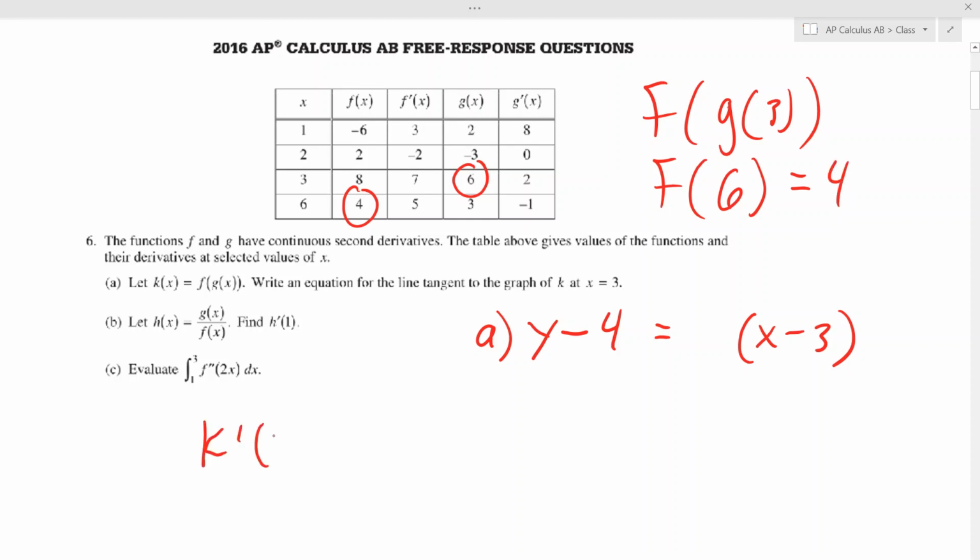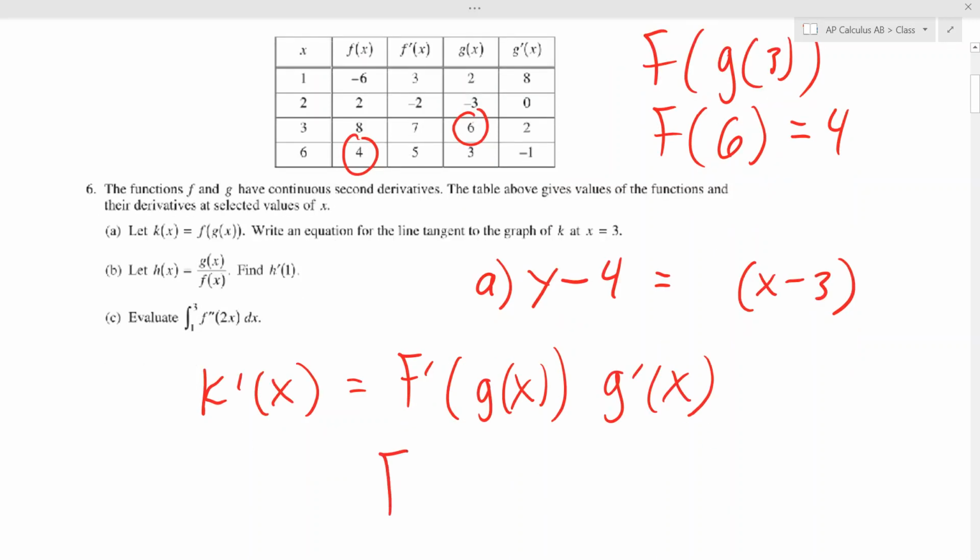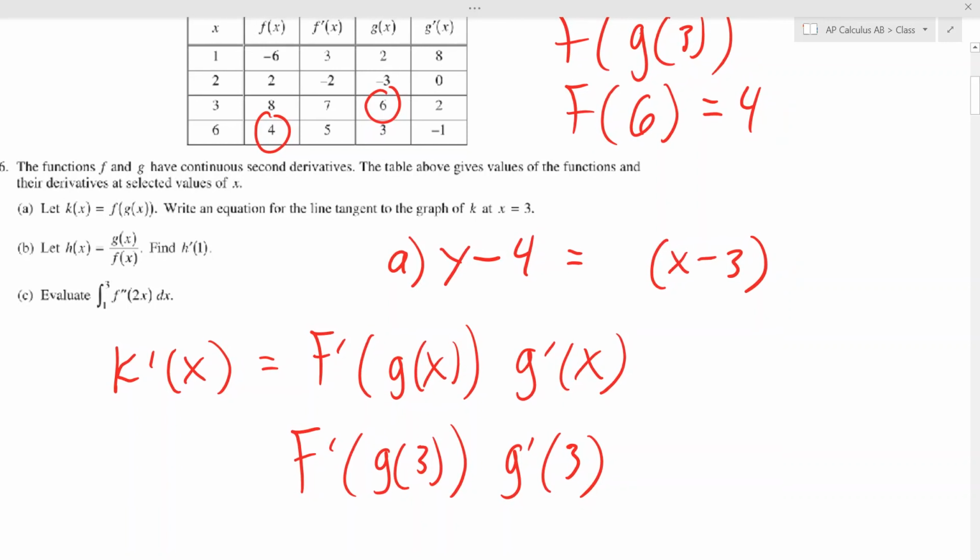So K prime of X is equal to, by the chain rule, derive the outside, F prime of G, times derive the inside, G prime of X. We drop a 3 into there. So we need F prime of G of 3 times G prime of 3. And F prime of G of 3, what was G of 3? We already said that was 6, right? Boom. And G prime of 3, they gave it to us. It's right here. Look how nice they are. G prime of 3 is 2.